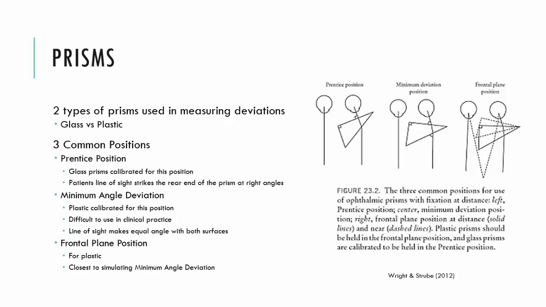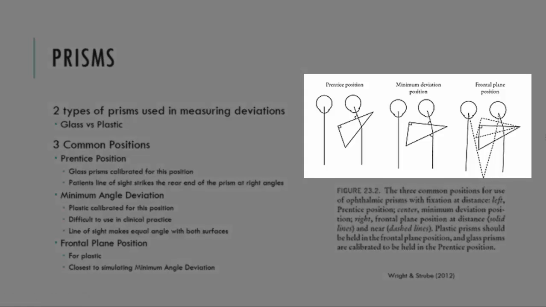Before we conclude, I just want to make one more point around how we hold prisms in front of the eye. We have two types of prism, glass prisms and plastic prisms, and each have been calibrated so that they are to be held in a particular way in front of the eye. The glass prism has been calibrated to be held in the Prentice position and the plastic in the minimum deviation position. If we take a look at the image to the right here, we have the Prentice position in the first instance, and here we can see that the prism is held in such a way that the line of sight strikes the rear of the prism at right angles.